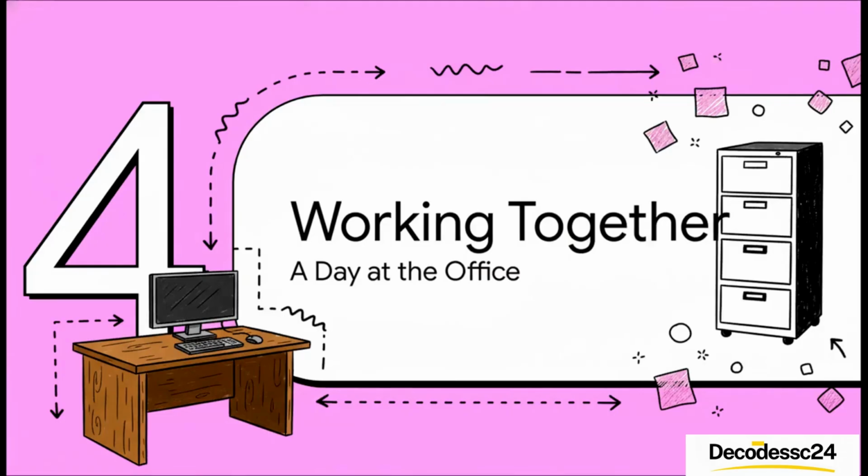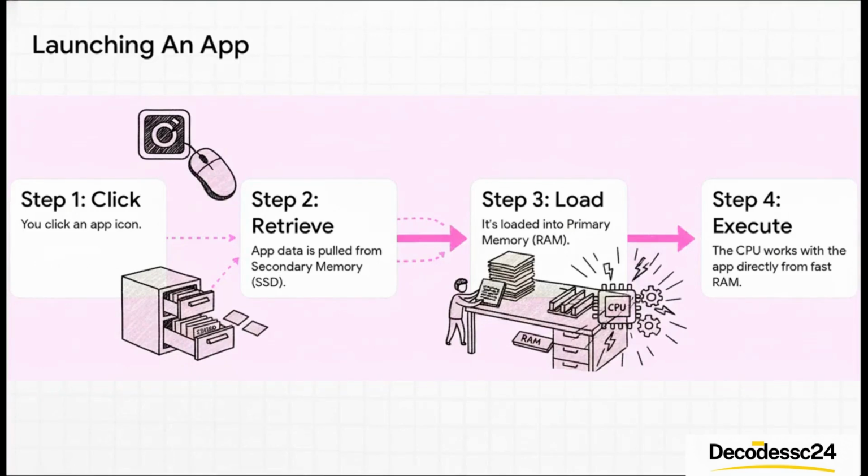Okay, so we've met all the different parts, but how do the desk and the filing cabinet actually work together? Let's put it all together and walk through a typical day at the office for your computer. All right, so you click an icon to open an app. What happens? Step 1, your computer goes to the filing cabinet, your SSD or hard drive, and finds all the data for that program. Step 2, it pulls a copy of that data out and loads it onto the desk, your super fast RAM. Once it's on that desk, the computer's processor can work with it directly, and that's what makes everything feel so snappy and responsive. And then when you finally hit save, a fresh copy of your work gets sent right back to the filing cabinet for permanent safe storage.